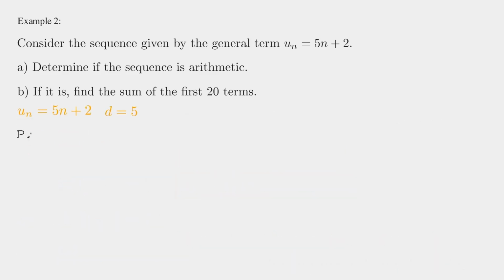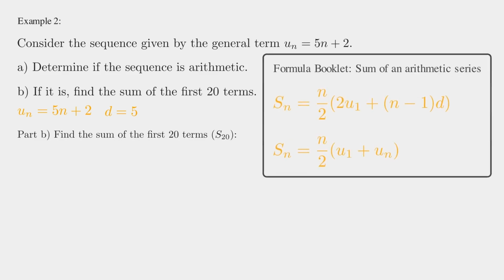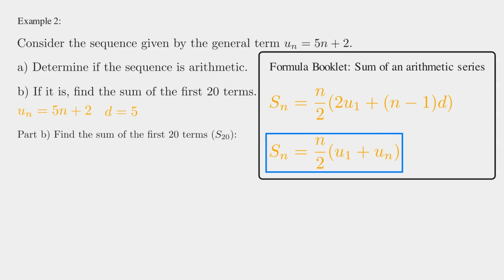So, now we can find the sum of the first 20 terms of this sequence. Consequently, we have to find S20. Looking back at the formula booklet, you'll find that the sum of an arithmetic sequence has 2 forms. The first one is S_n equal to n over 2 times (u1 plus u_n). The second one is S_n equal to n over 2 times (2u1 plus (n minus 1) times d). Now, since we have all the terms, we can use either of them.